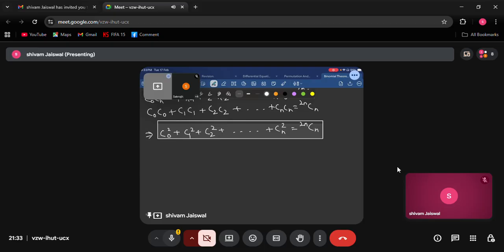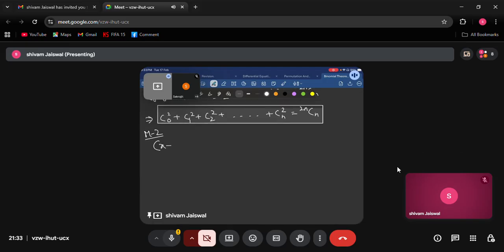Next, method 2. First of all, I'm going to write down the expansion of x plus 1 whole to the power n. X plus 1 whole to the power n will be equal to C0 x to the power n plus C1 x to the power n minus 1 plus C2 x to the power n minus 2 plus and so on, plus Cn x to the power 0. And 1 plus x whole to the power n will be equal to C0 plus C1x plus C2x square plus and so on, plus Cnx to the power n.